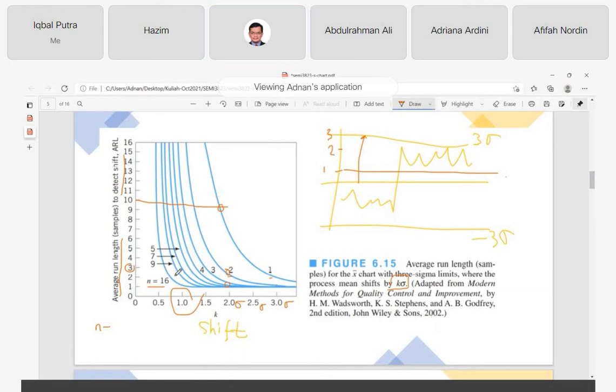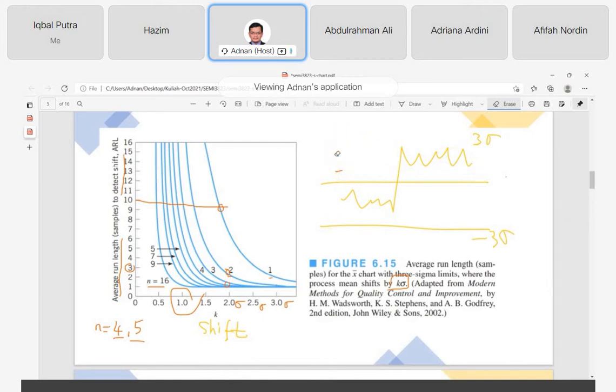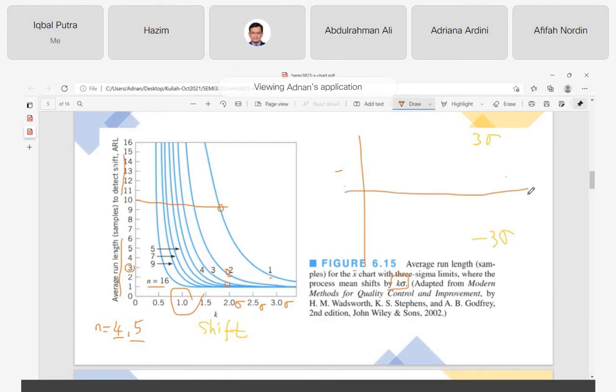The sample size influences how quickly you can detect an out-of-control condition. If you take more samples, normally people use 4 or 5. If you take 4 or 5, you are detecting a shift of 1.5. Where is the shift of 1.5? A shift of 1.5 will be in the middle half of the control chart. This is the middle, this is 3, this is 3.